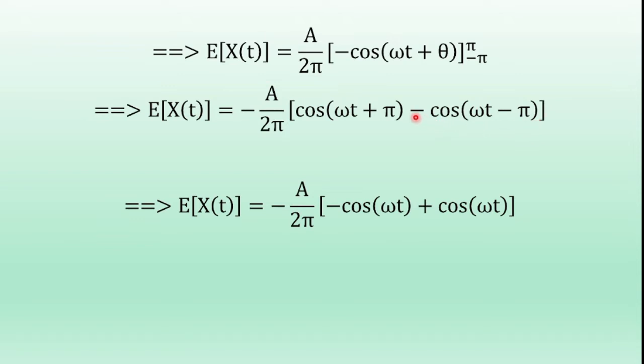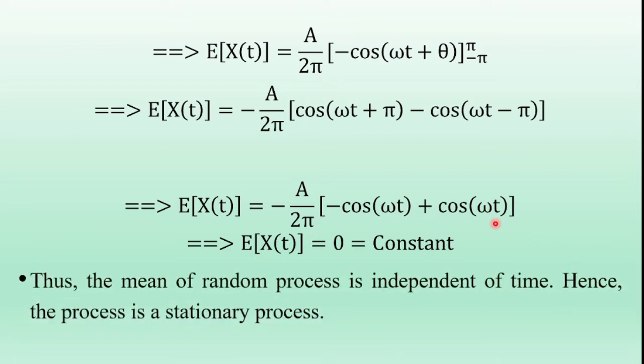Before the bracket there is a minus, so minus into minus gives plus cos omega t. Now minus cos omega t plus cos omega t cancels, so the term within the bracket is 0. Minus A by 2 pi into 0 is equal to 0, which is a constant value. So the mean of the random process is constant. The first condition is satisfied: the mean of the random process must be constant. Here the mean is independent of time t. Hence the given process is a stationary random process.